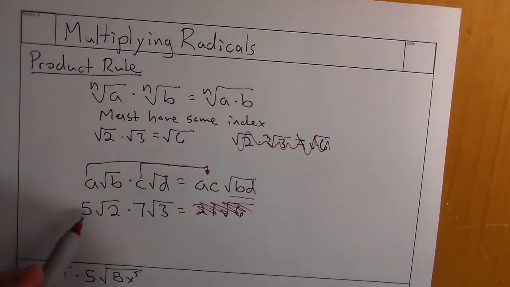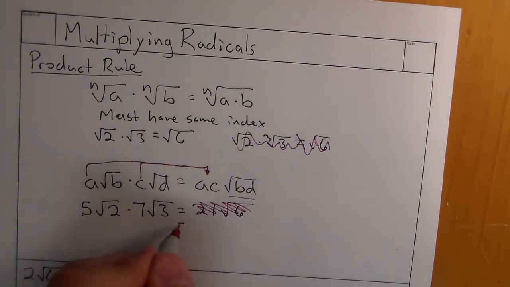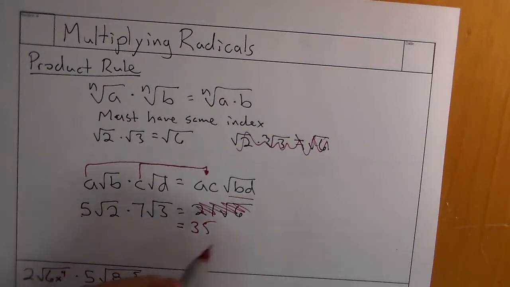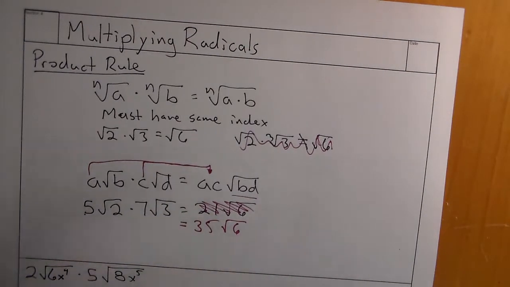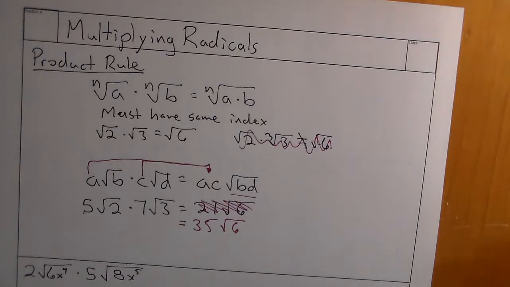I should multiply that correctly. 5 times 7 would give me 35. 2 times 3 would give me the square root of 6. If I could simplify that further, I would, but that condenses them together.